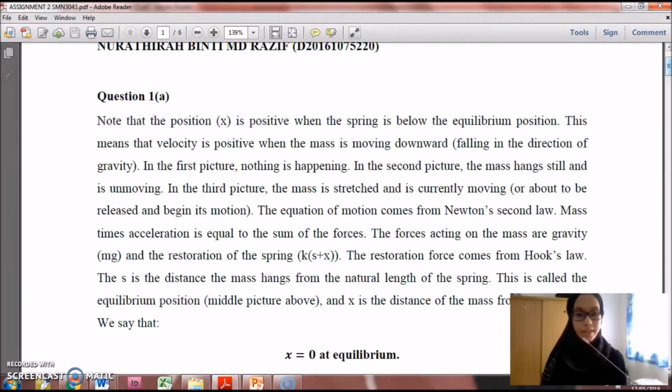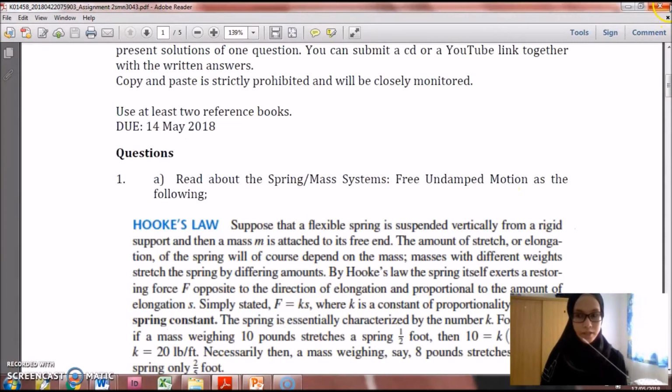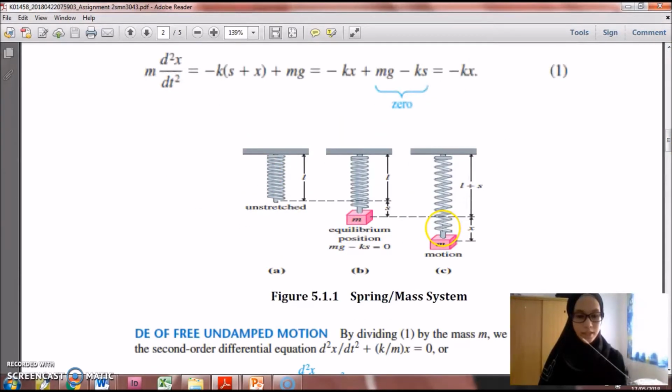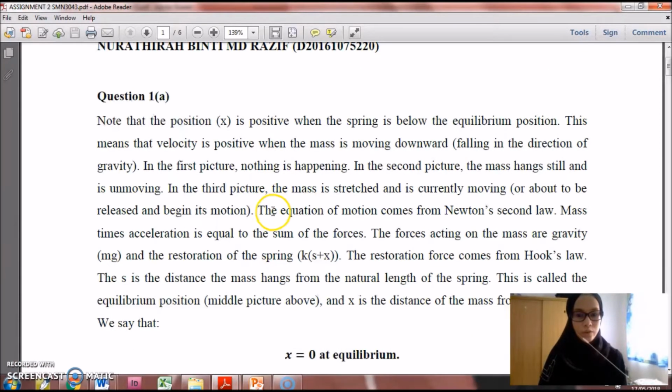In the first picture, nothing is happening. In the second picture, the mass hangs still and unmoving. In the third picture, here is the picture. The first picture, second, and the third picture. In the third picture, the mass is stretched and is about to be released and begin its motion. The equation of motion comes from Newton's second law. Mass times acceleration is equal to the sum of the forces.